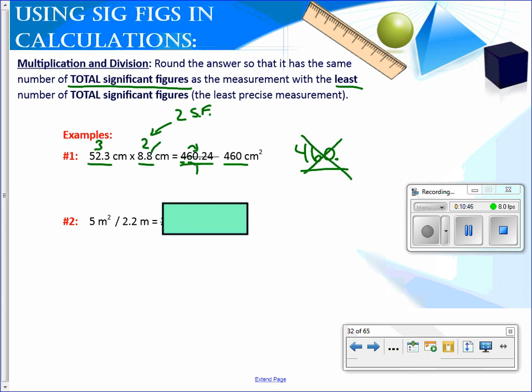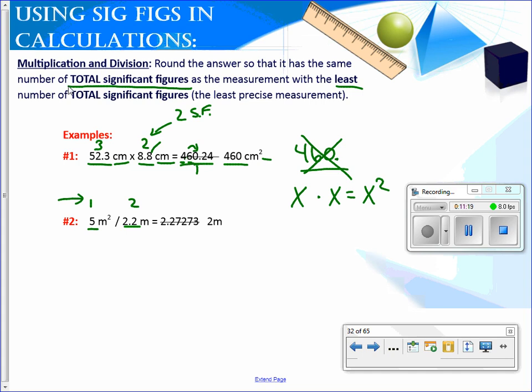For number 2, 5 divided by... let me just point out that a centimeter times a centimeter is centimeters squared, just as x times x in math is x squared. So make sure you're paying attention to the math that's going on with your units as well. So if you did 5 divided by 2.2, this is division, so we need to look at the total number. 5 has 1 sig fig, 2.2 has 2, so we need to go with the least number.